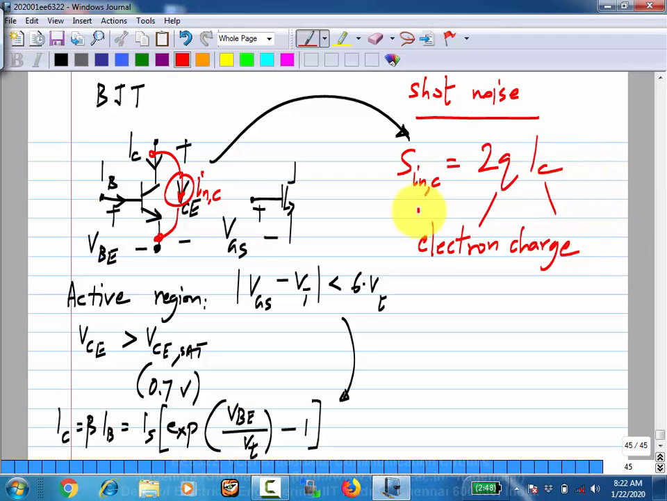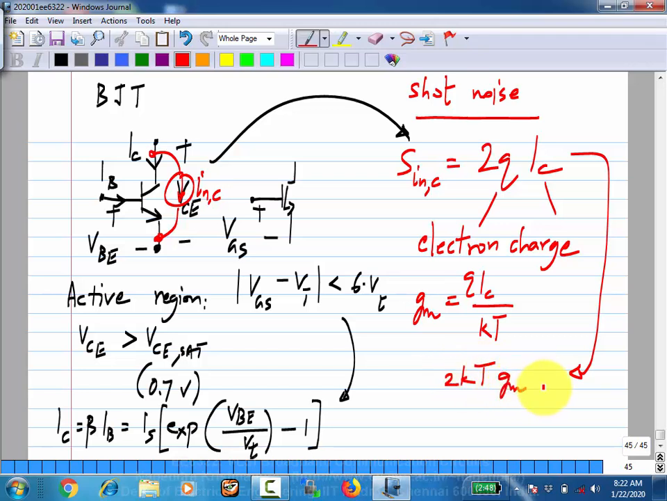Now this can also be in the active region. What is the expression for GM of the bipolar transistor? IC by VT. What is the expression for VT? kT by Q. So this is the GM, and basically this can also be written as 2 kT GM. So we have 4 kT times G in a resistor, 1/3 kT times GM in a MOS transistor, and 2 kT GM in a bipolar transistor.